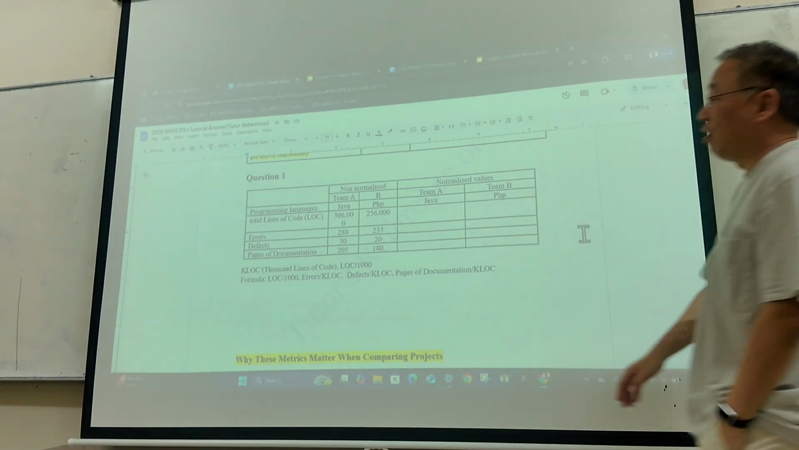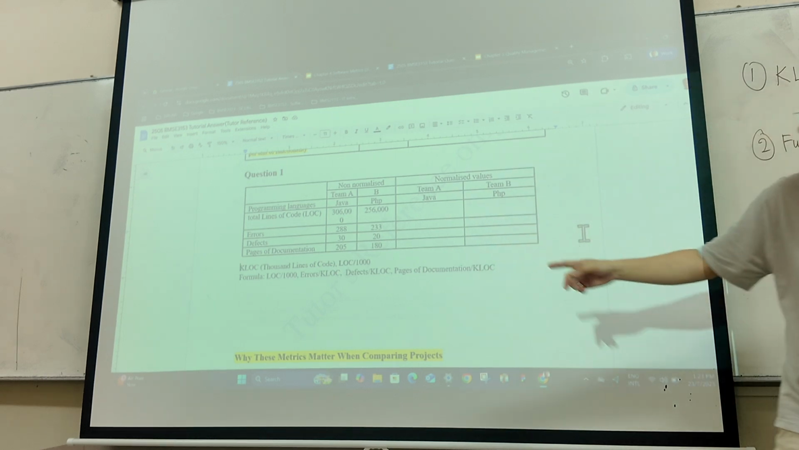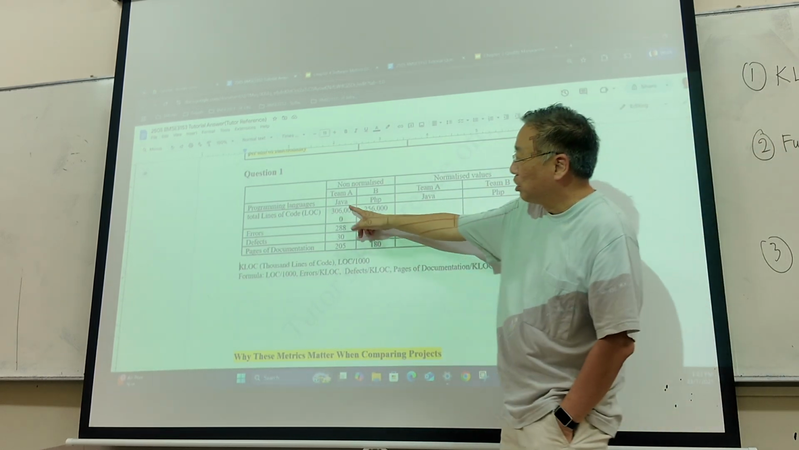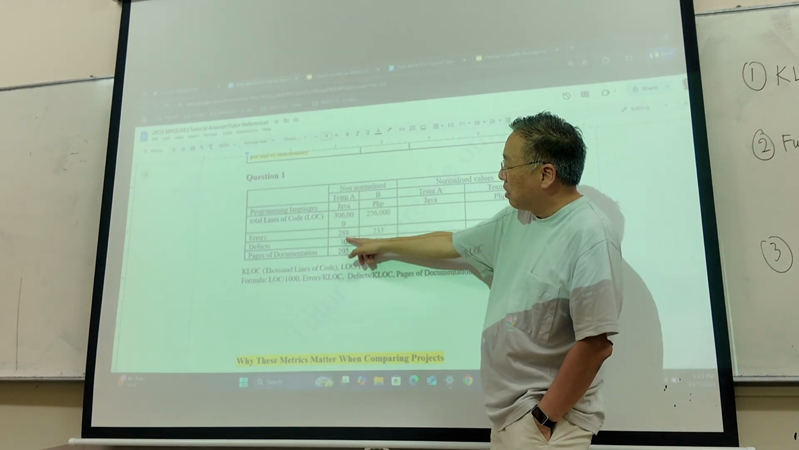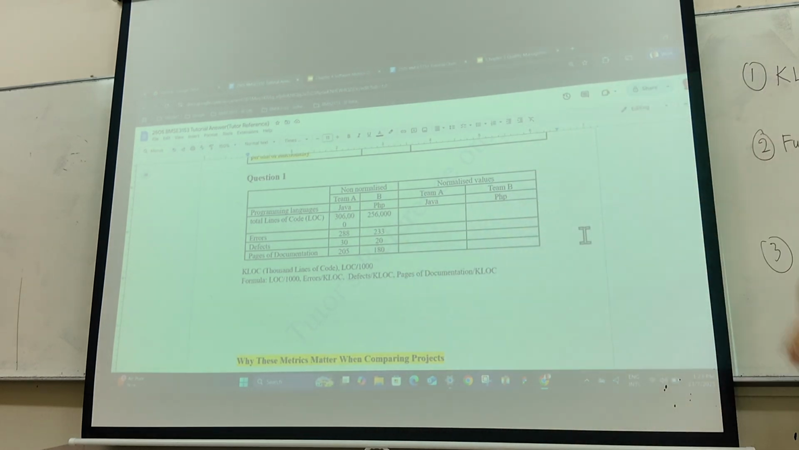Okay, so what you do essentially is first you have to normalize the number of lines by dividing it by 1,000. Okay? So in this case, they have even more differentiation. This project from team A is using Java to do the coding, and team B is using PHP. So they're using different technologies. So the way you normalize it is you divide it by 1,000.